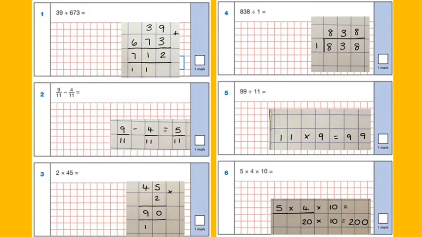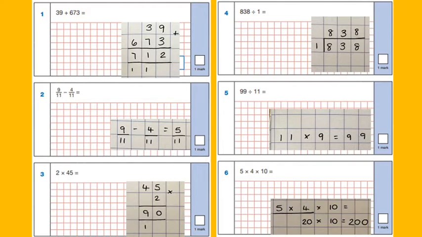Number 2, 9 11ths subtract 4 11ths. Again, a nice easy one because your denominators are already the same, so it's literally just 9 take away 4, which is 5, and then your 11ths stay the same. Number 3, 2 times 45. So I've done this in method, but again, you could have done this in your head. You could have done 2 times 5 and then 2 times 40, but altogether that totals 90.